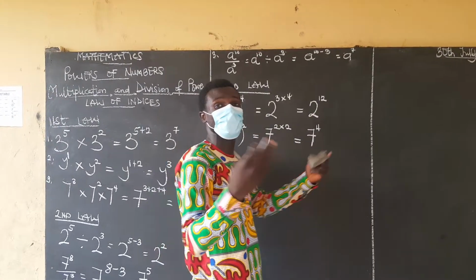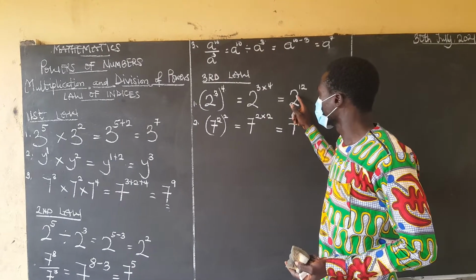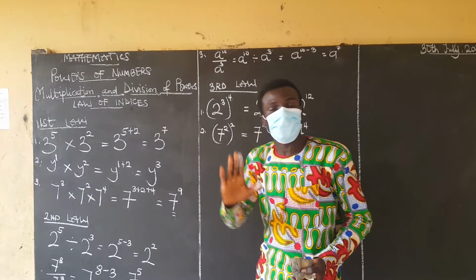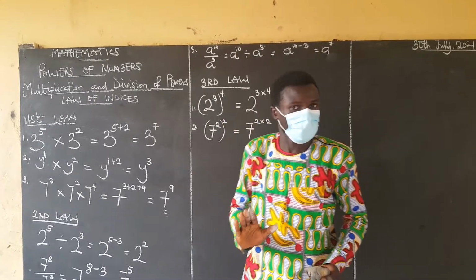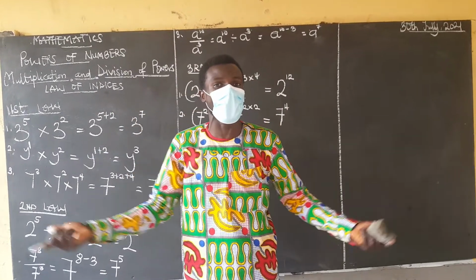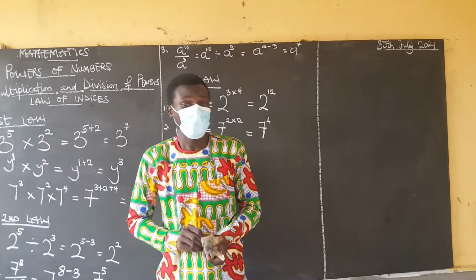Now, if you are being asked to simplify, remember that when we did this, we had 2 raised to the power 12. This 2 raised to the power 12 is not 2 times 12. It is 2 times 2 times 2 times 2, 12 times. And this has been explained in our previous videos.